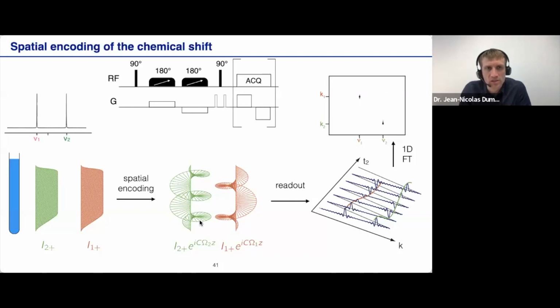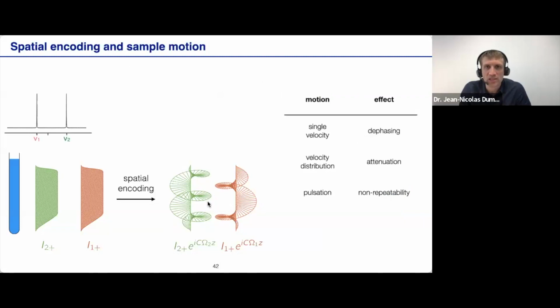So this principle is very general, and as we can see, it relies on the possibility to form helices that encode the chemical shift information. But again, in the case of a flowing sample, there will be interferences between the process of forming and reading these helices and the displacement. One can expect, again, that there can be dephasing in the case of a single velocity and in fact also some extent of attenuation.